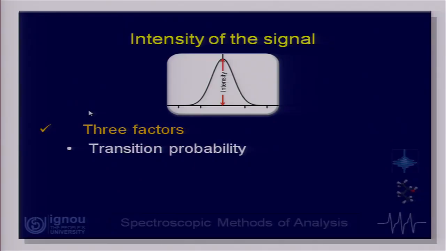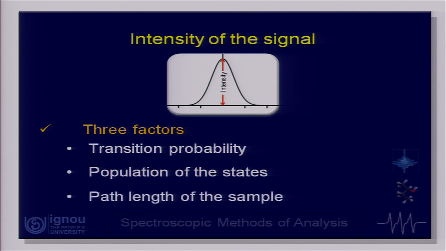But for right now, there are three important factors which determine the intensity of the signal. Intensity, as I mentioned before, is a measure of the extent of absorption, emission or scattering. And the factors which determine these are the following. One is the transition probability, second happens to be the population of the states involved in the transition, and the third one is the path length of the sample.